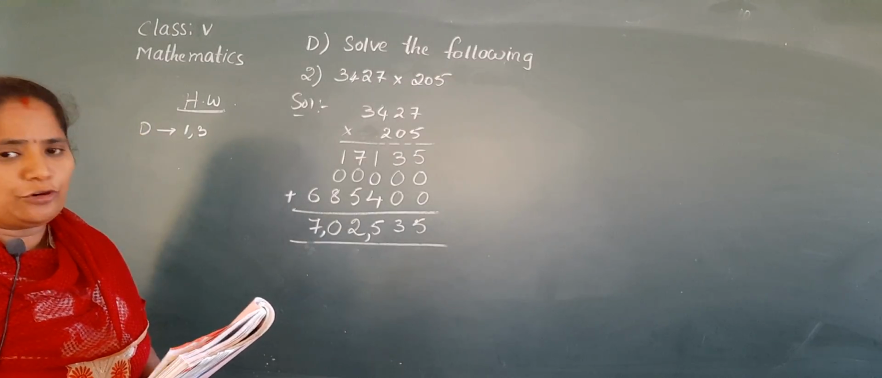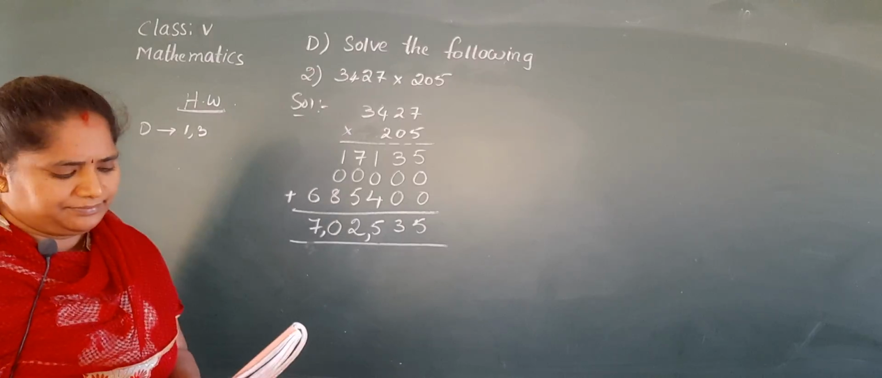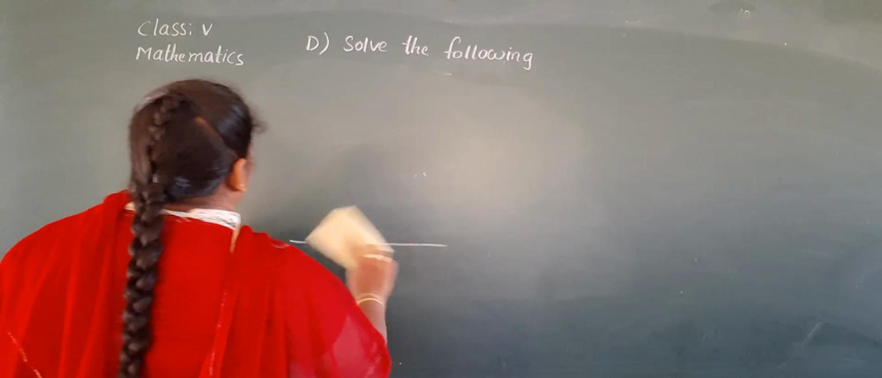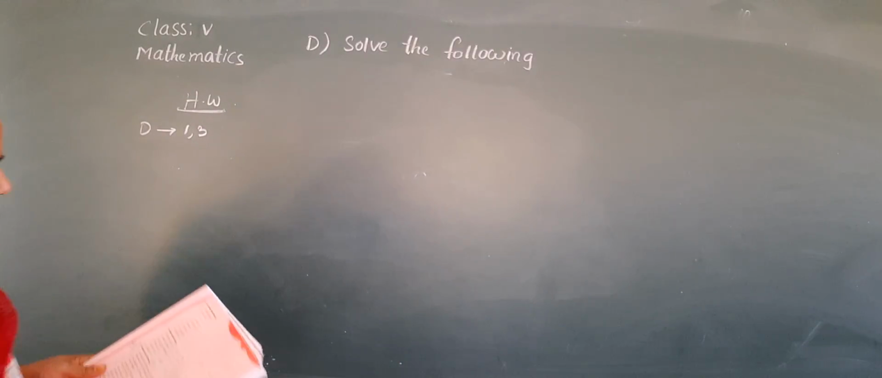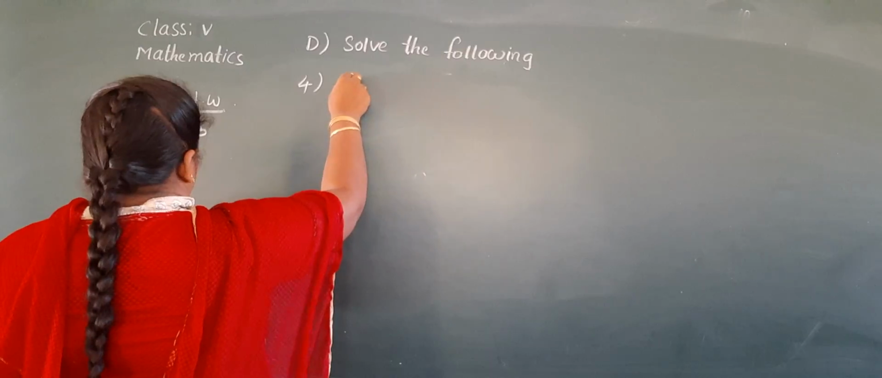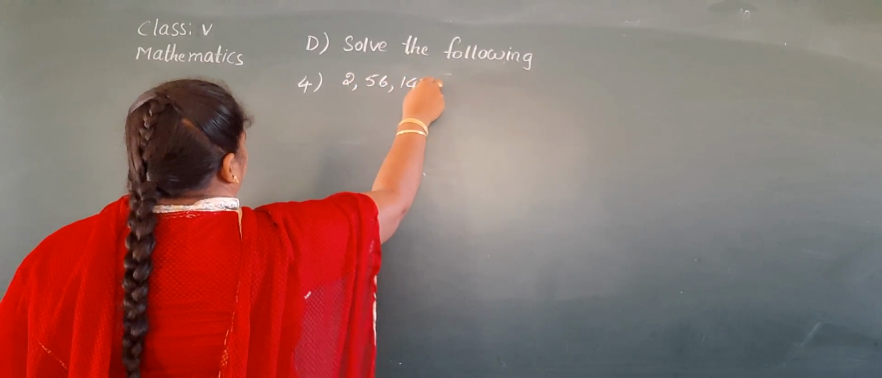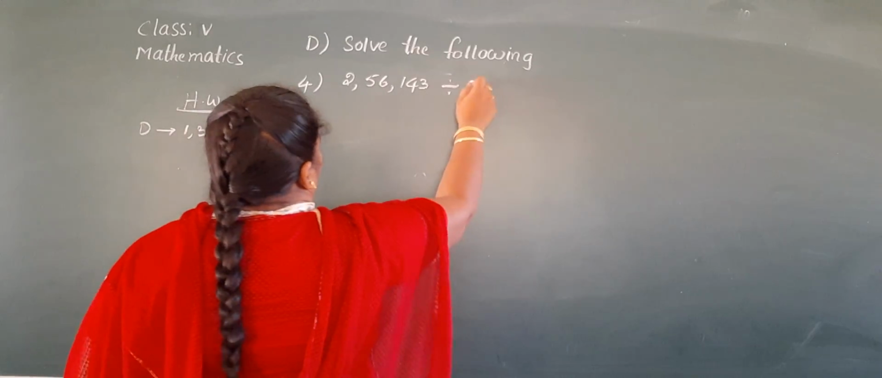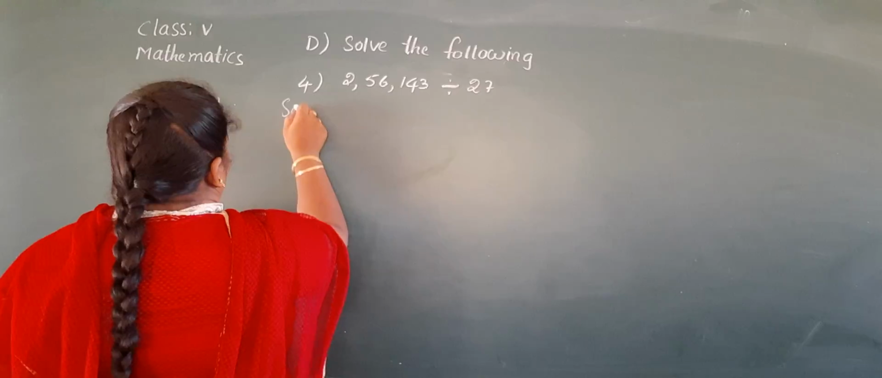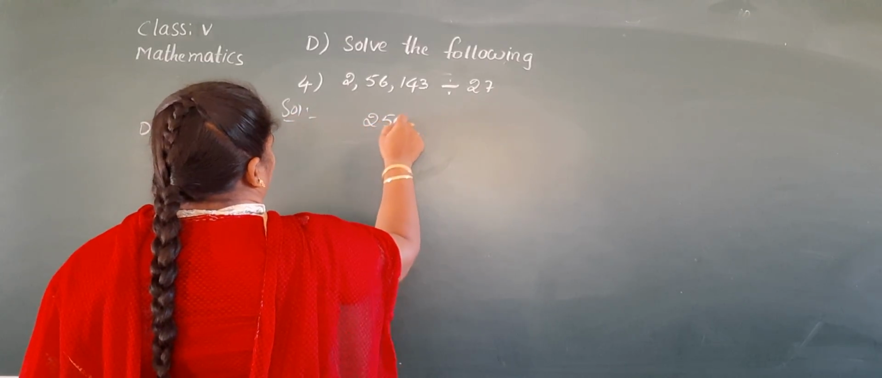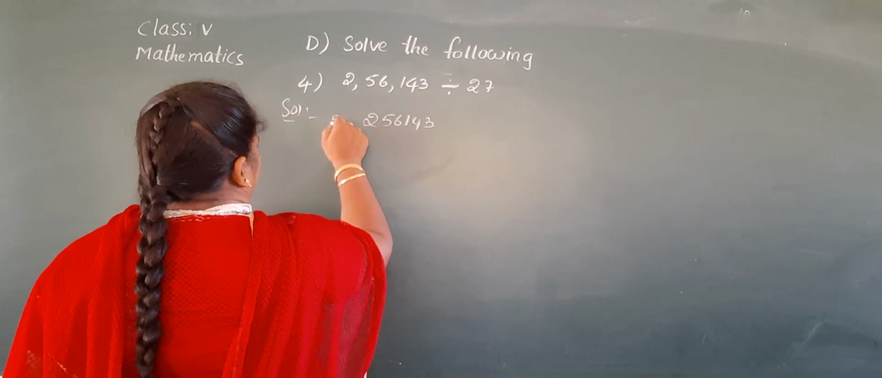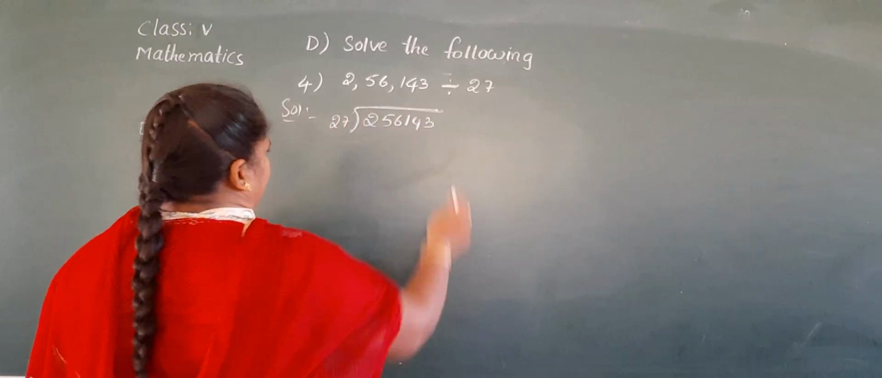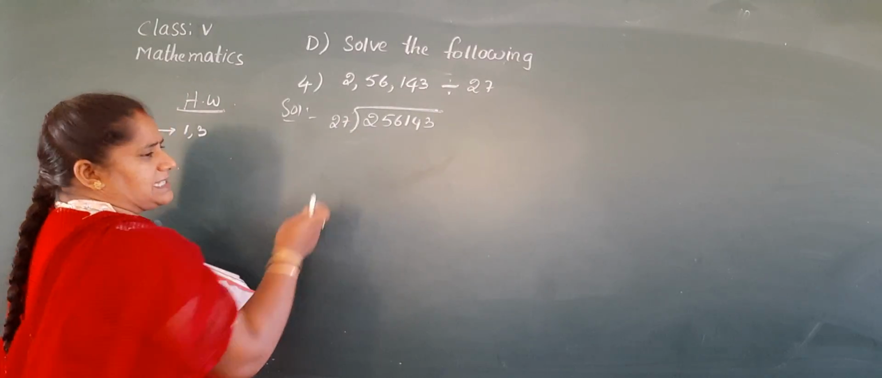Now I will explain the fourth one. The fourth one is 2,56,143 divided by 27. So division, how do we do this division? First you note down the numbers in the dividend place and keep the divisor, and we'll keep the division symbol like this. Now here the divisor has 2 digits.